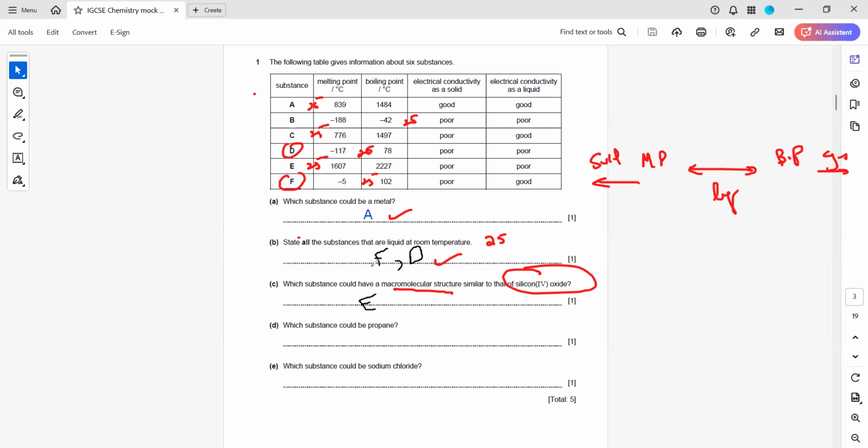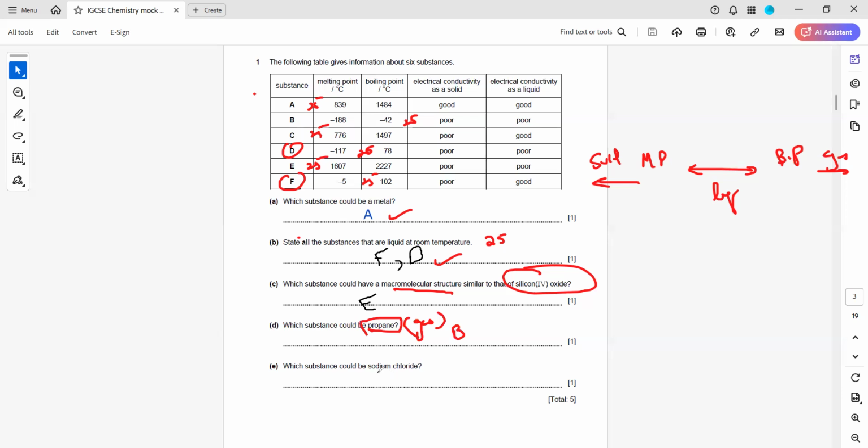Okay. Which substance could have a macromolecular structure, high melting and boiling point? It does not conduct electricity in a solid or a liquid state. Which substance could be propane? Propane means simple. Propane is a gas at room temperature, first thing, and it is a simple molecular. So which substance is a gas here at room temperature? So B is a gas at room temperature, and the simple molecular structure, simple covalent structure, does not conduct electricity in a molten or liquid state.